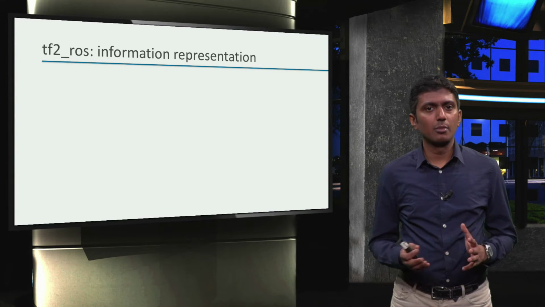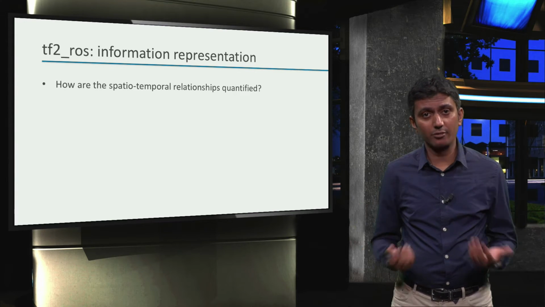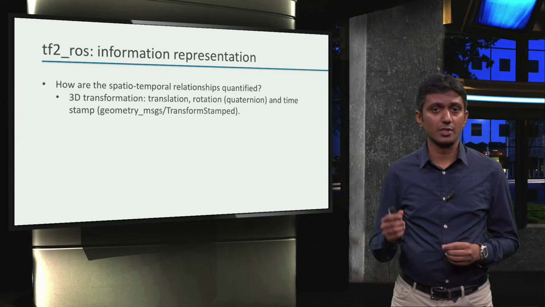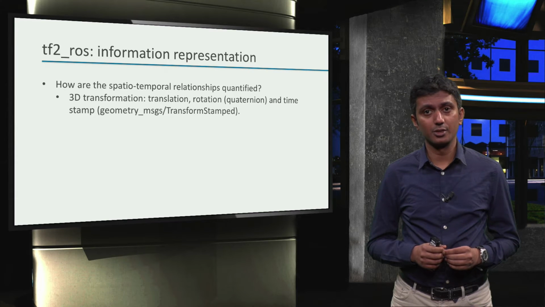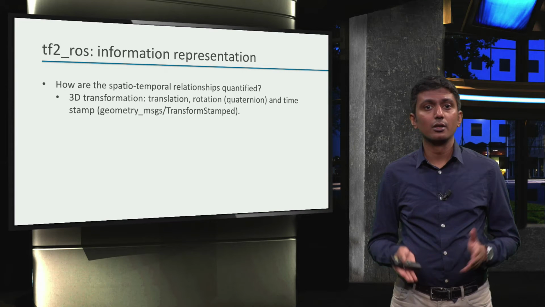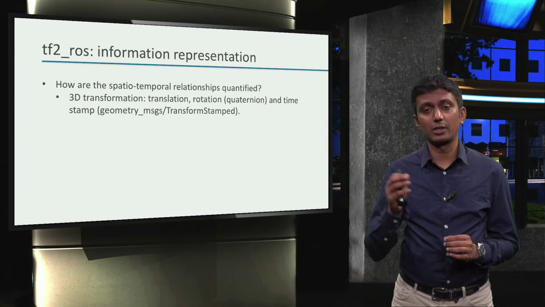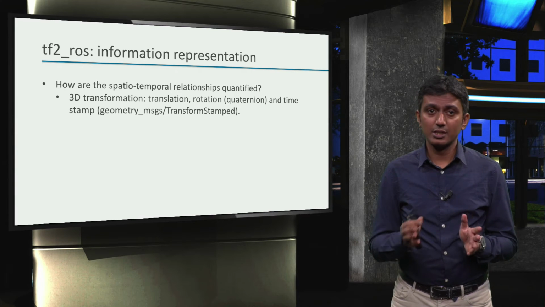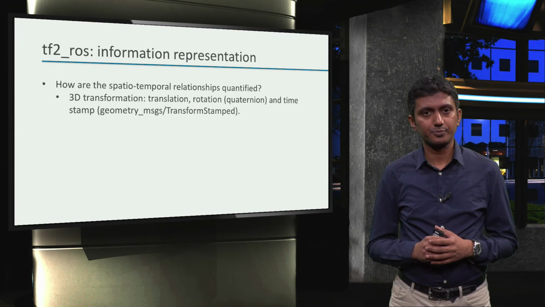So, we have been talking about spatiotemporal relationships for a while now. But how are they actually quantified? They are quantified via the geometry_msgs TransformStamped ROS message, which is a message type to represent a 3D transformation. That is, it comprises a field for 3D translation and 3D rotation in quaternion so that rotations can be uniquely represented with respect to a given reference frame. Rotations in RPY are also supported for simplicity, but it is strongly recommended to use quaternions for computations involving rotations.